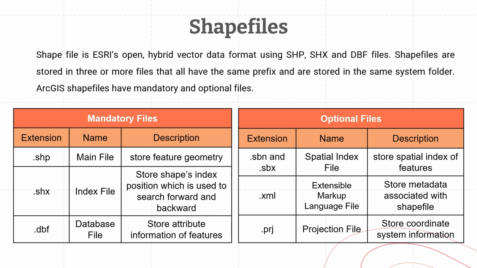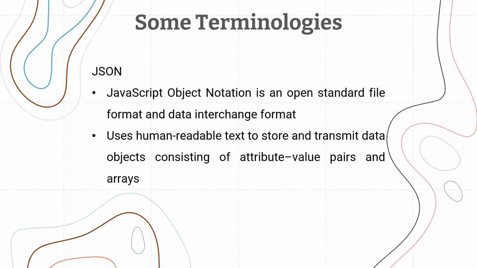Now let's know about shapefiles. Shapefiles include mandatory files and optional files. Mandatory files include .shp, which is the main file storing geometry, .dbf, which is the database file storing attributes, etc. Optional file includes .sbn, which is a special index file, .prj or projection file, etc. You can just pause the video here and have a glance at the details. Let's learn about some other terminologies.